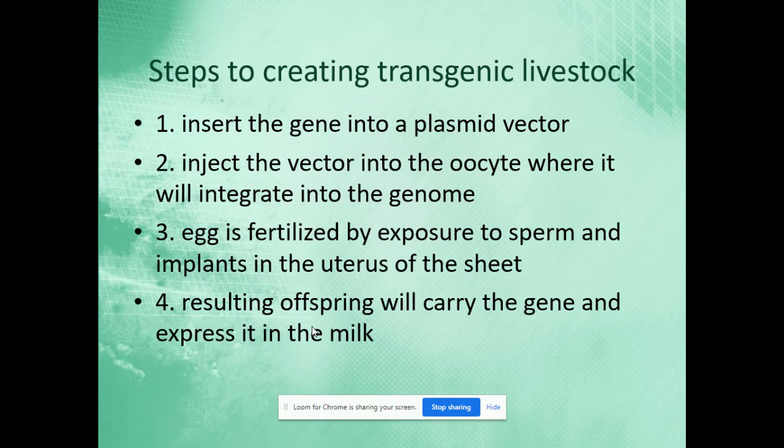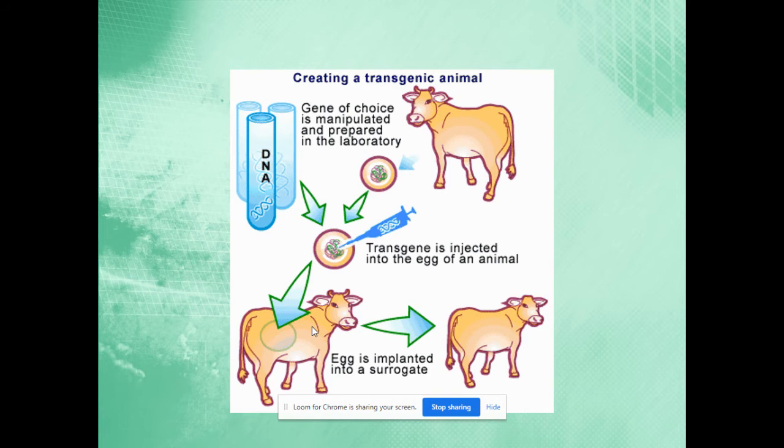I'll tell you the steps to that. First, you're going to insert the gene into a plasmid vector. You're going to inject the vector into the oocyte, which is an egg, where it will integrate into the genome. The egg is going to be fertilized by exposure to sperm, and then implants in the uterus of the sheep, for example, or a cow or a pig, but I'm going to use sheep. It should say sheep, not sheet. And then resulting in an offspring that will carry a gene and express it in the milk.